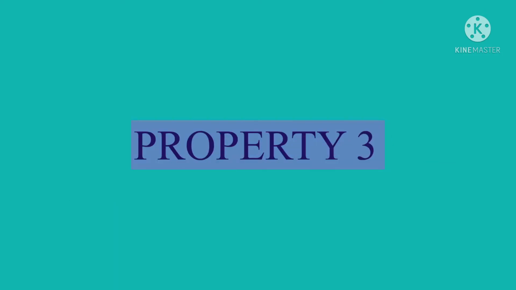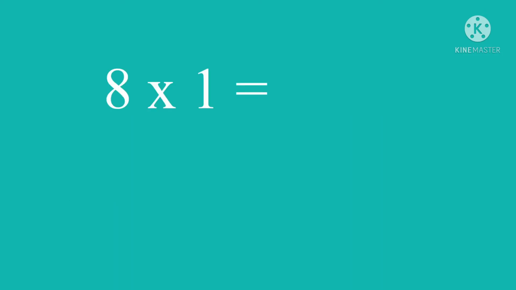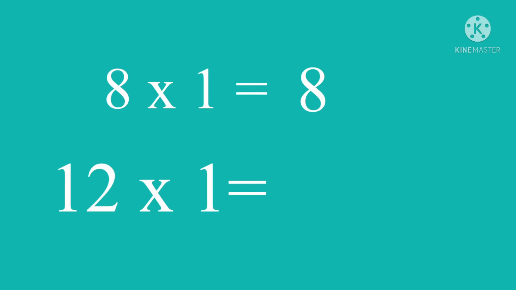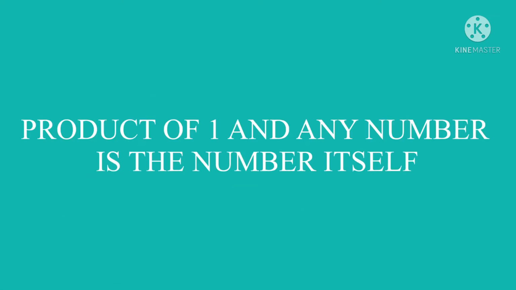Now children, can you tell me what is 8 into 1? Yes, it is equal to 8, isn't it? What about 12 into 1? Yes, that is also equal to 12. So we can say that when you multiply a number with 1, the answer is the same number or the product is the same number. So from this we can say that the product of 1 and any number is the number itself.